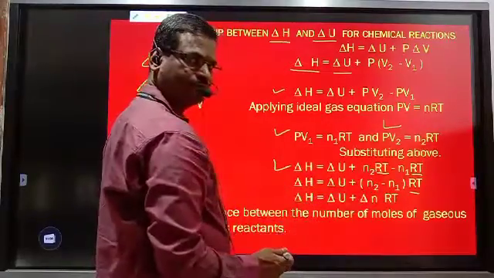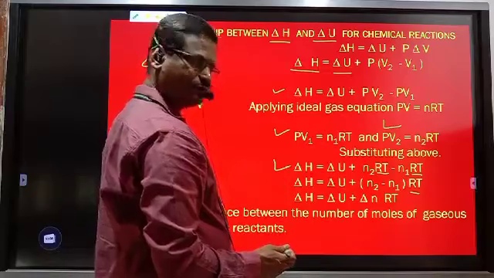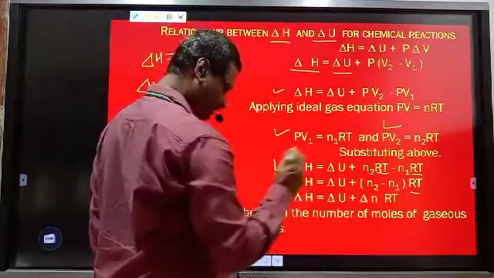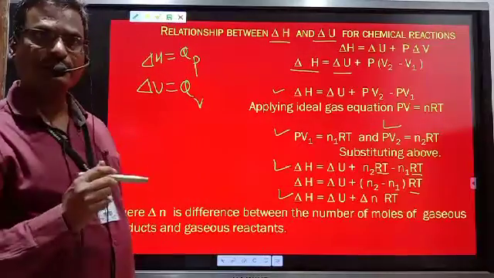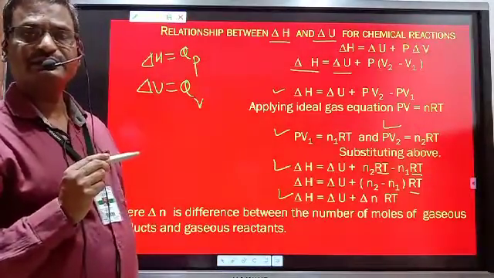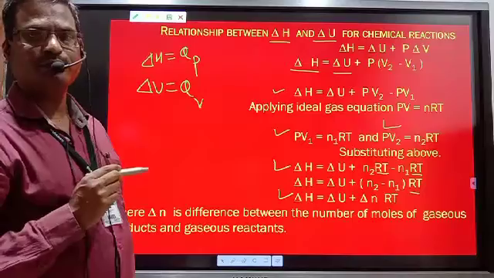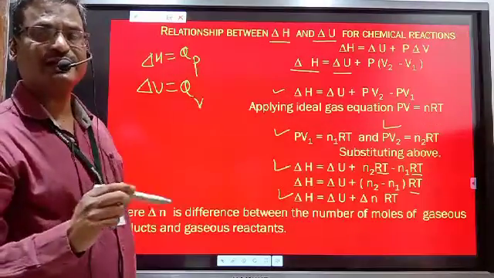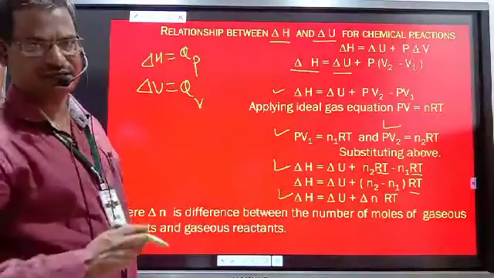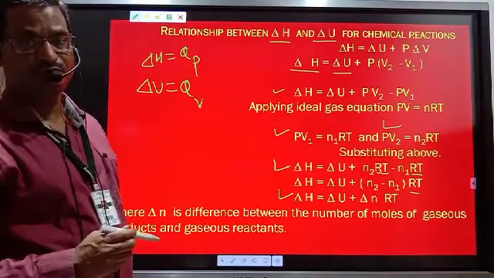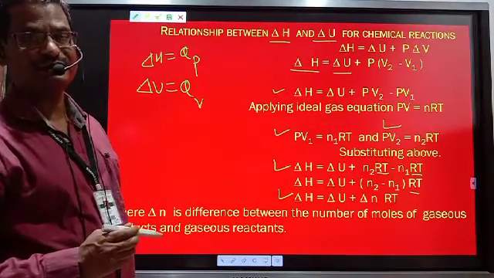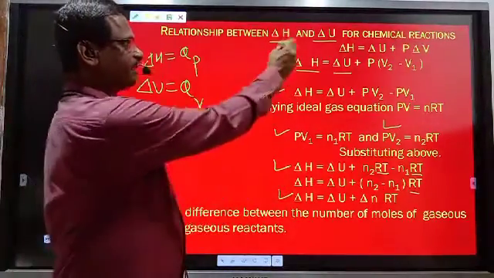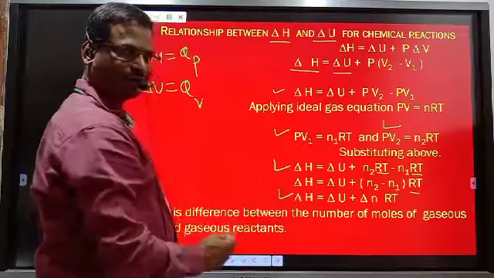And N2 minus N1 is delta N, the change in number of moles. Therefore delta H is equal to delta U plus delta nRT, where delta N is the change in number of moles, where only gaseous reactants and gaseous products are considered. Only gaseous reactants and products are considered. That is the relationship between delta H and delta U for a chemical reaction.